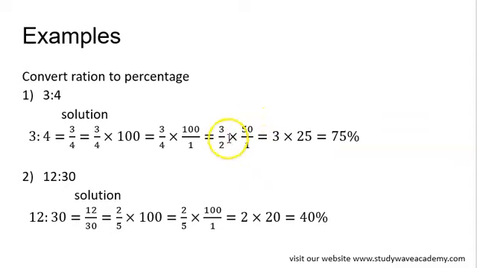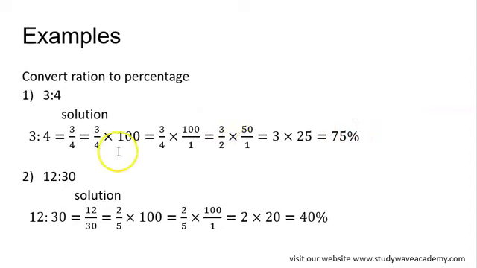So we can use 2 to cancel itself, it will give you 1. And 2 cancels 50 to give you 25. So we have here 3 times 25. And when we multiply 3 by 25, it will give us 75%. So the percentage of 3/4 is 75%. Did we understand that we are converting a ratio to a percentage?